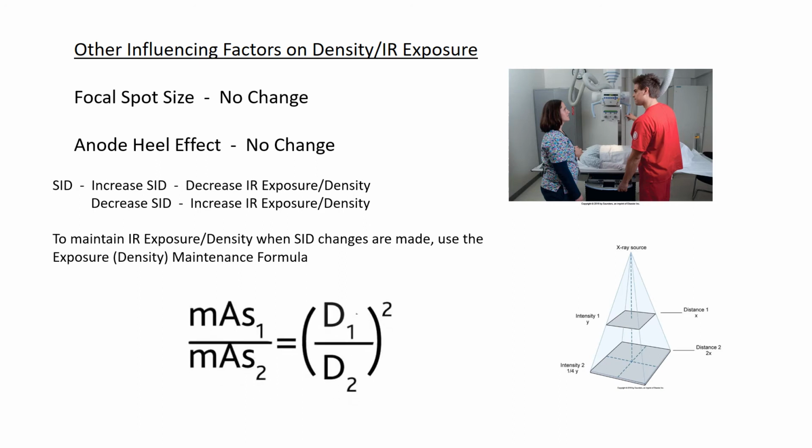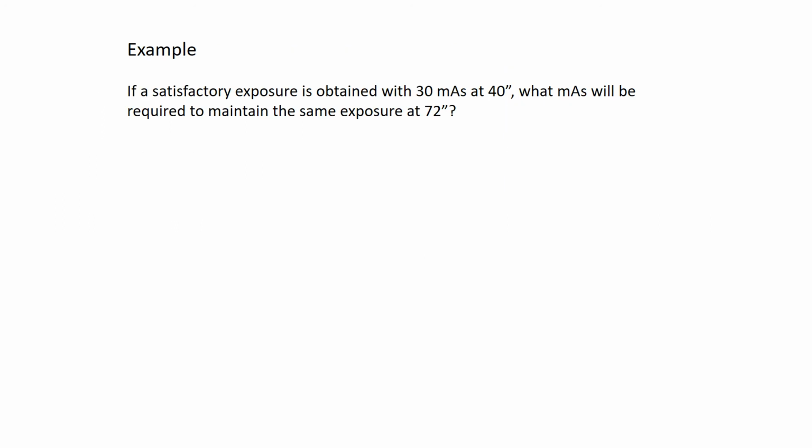So to maintain IR exposure or density when SID changes are made, use the exposure density maintenance formula. We talked about this formula before. It would be mass 1 over mass 2 equals D1 over D2 quantity squared, or D1 squared over D2 squared. As an example, if a satisfactory exposure is obtained at 40 inches using 30 mass, what mass will be required to maintain the same exposure at 72 inches? Before you do any math, think: I was at 40 inches with 30 mass, now I'm moving my tube further away, my beam's going to diverge out more. So to have the correct amount of exposure on my image receptor, I'm going to have to bring my mass up.